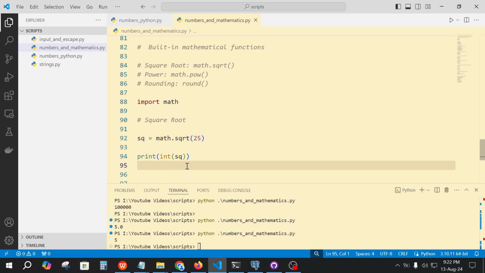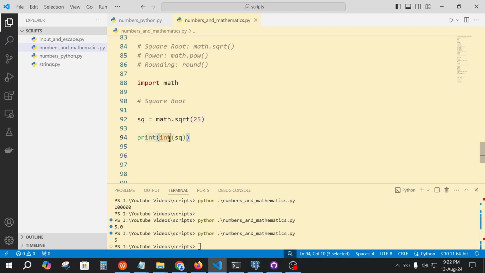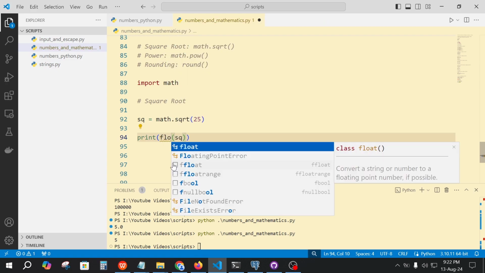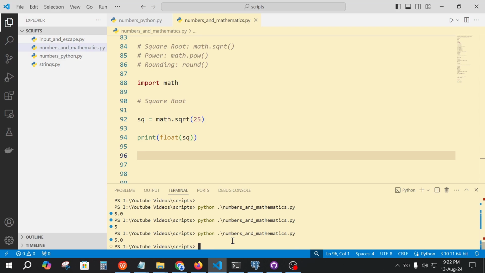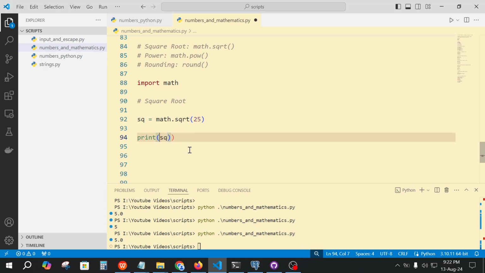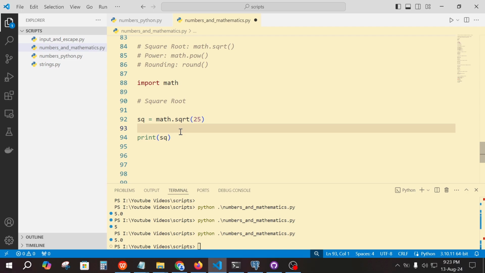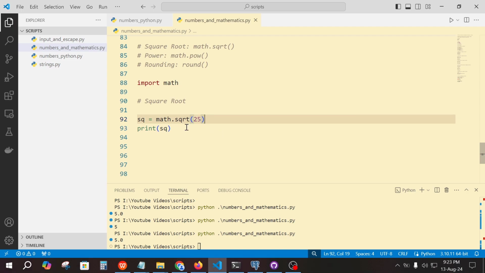And if you want to make an integer into a float, then you can simply typecast it like this. You can type float, and inside the parentheses you can pass an integer, so it will make it a float. Or you can also pass a float, so it will remain a float number. You can see 5.0. But that's not the main topic. Our main topic is to define a square root. So this is the square root of 25.